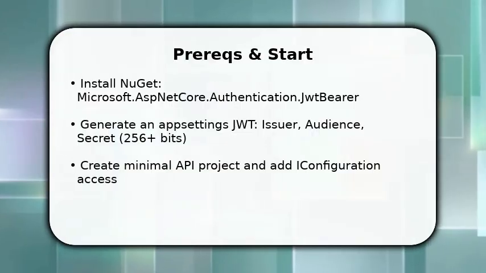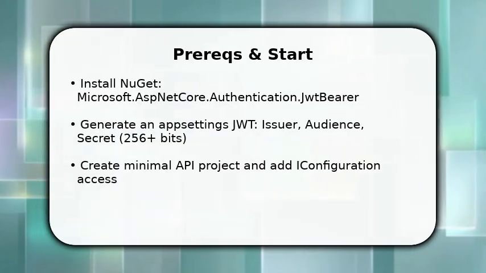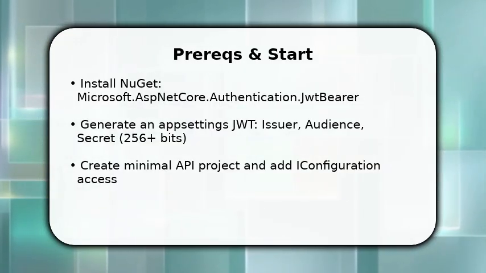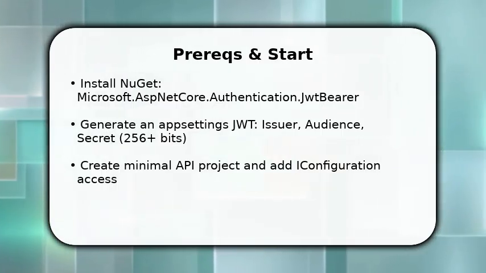You begin by confirming prerequisites. Add the JWT bearer package and store a strong secret in app settings. Now create configuration entries for issuer and audience so tokens are verifiable.